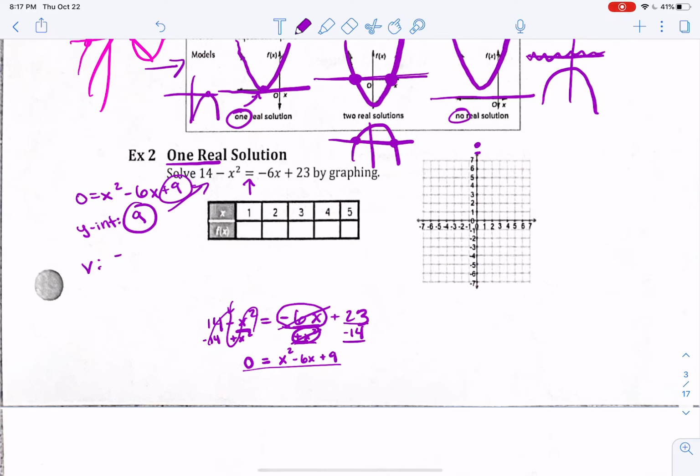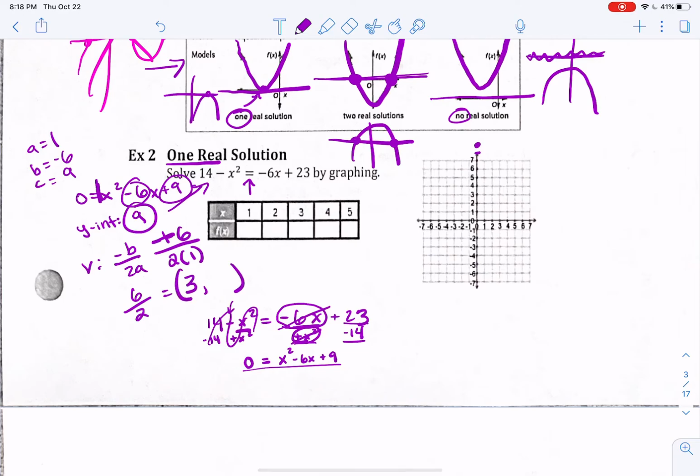So for the vertex, I do negative b over 2a. All right, a, b, c. A is going to be 1. It's the number in front of the x squared. B is negative 6, and C is positive 9. So I have negative b, which is negative 6, over 2 times a. That's going to be a positive 6 over 2 times 1, which is 2. So that gives me 3.